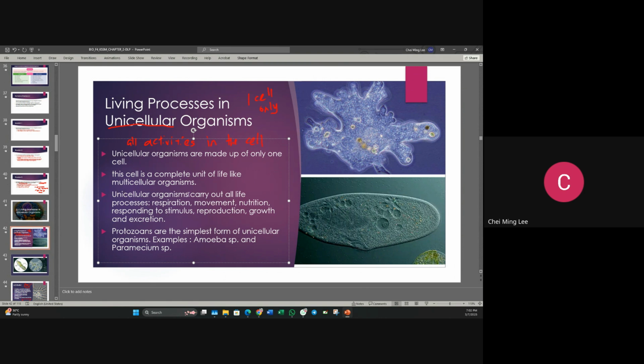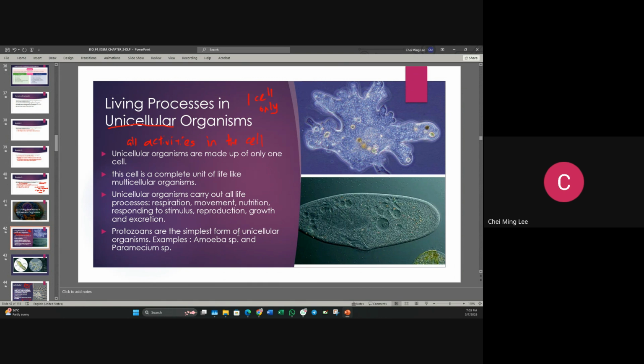Okay, so the unicellular organism carries out all of the life processes like respiration, movement, nutrition, responding to stimulus. Responding to stimulus is like when you're near danger, you will move away. The danger or anything which will create, like, temperature change, all these are called stimulus. Okay, so it can do reproduction, growth, and excretion. Excretion means removing the waste product from the body.